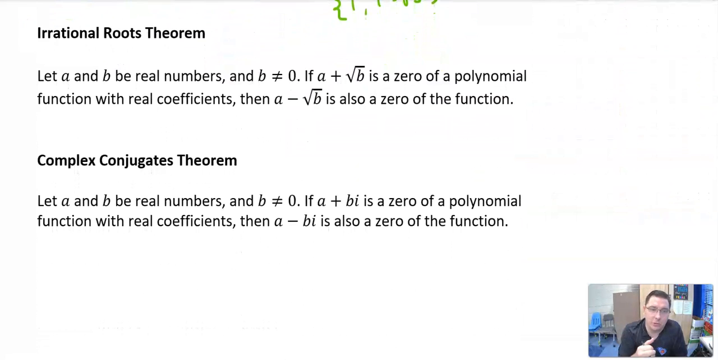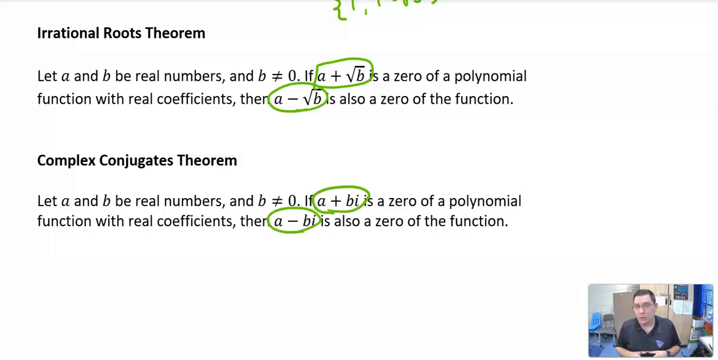So irrational roots and complex conjugates basically say the same thing. It's that they're always going to come in pairs. And if I have an irrational part, a plus the square root of b, then a minus the square root of b will also be a piece of it. And if we have complex conjugates, if we have a plus bi, we also have a minus bi. And so those two solutions will always be in pairs. And that's why I told you that imaginaries are always in pairs, because of the complex conjugate theorem.